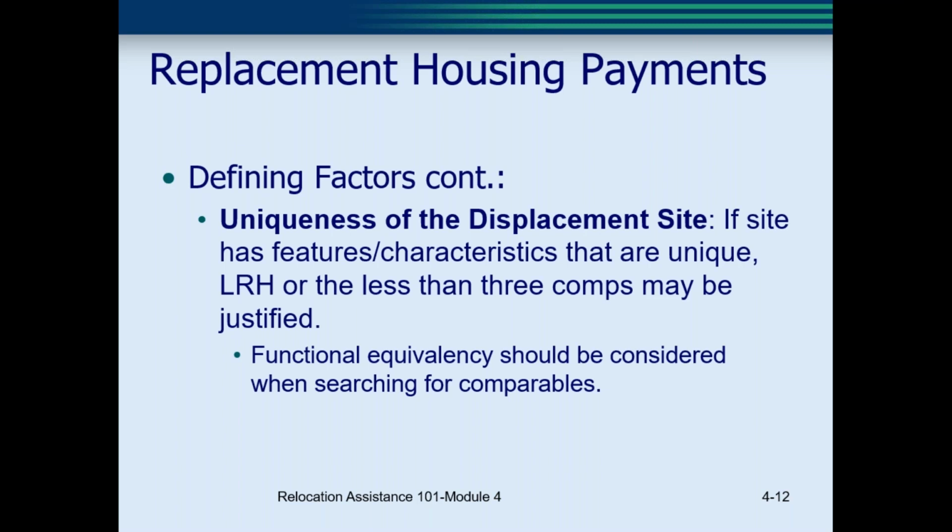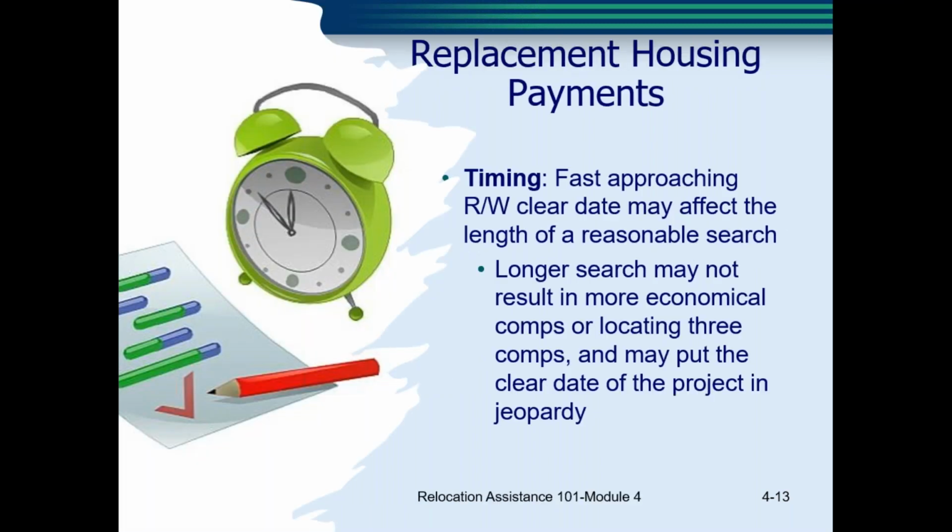Now, we discussed functional equivalency in the last module, and that a comparable dwelling need not possess every feature of the displaced dwelling, but the principal features must be present. Functional equivalency should be considered when you are searching for comparables. So only in unusual circumstances and with adequate justification and documentation may a comparable dwelling contain fewer rooms or less living space than the displacement site.